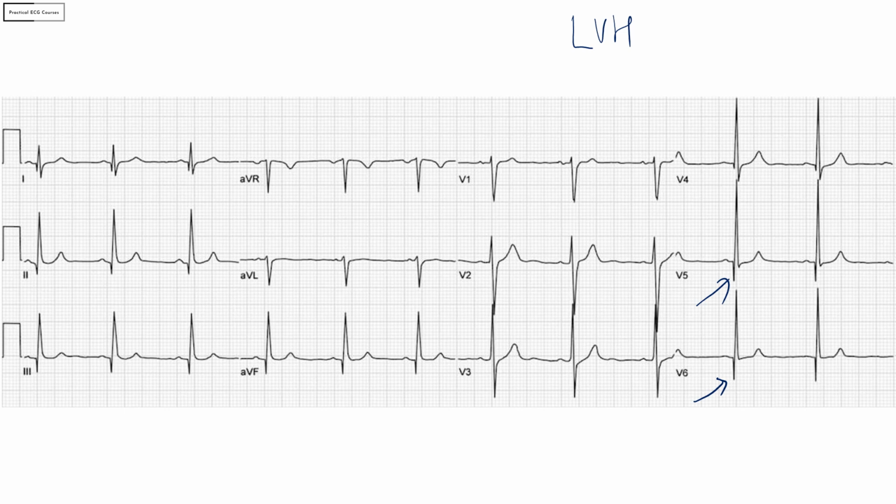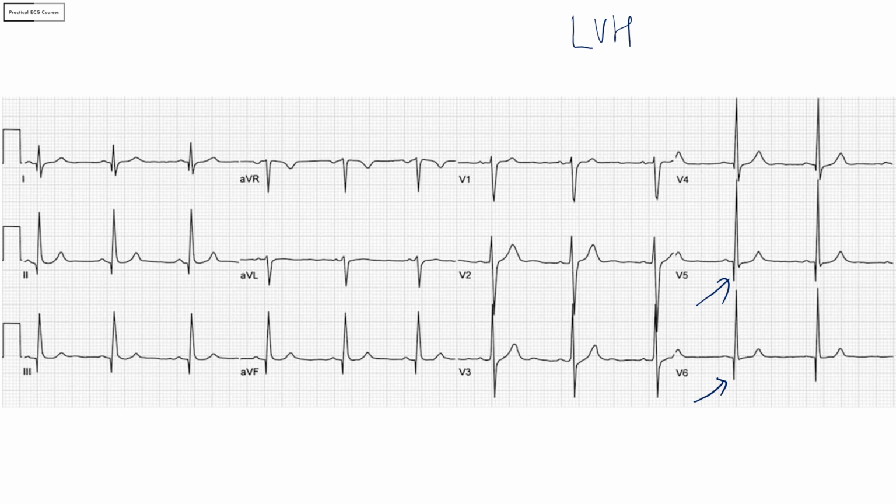So how can you explain the disproportionate size of the deep Q waves with that of the LVH? Now think about what deep Q waves represent. Going back to the concepts, when we say deep Q wave, what we mean is that the Q wave has increased in magnitude. And when the Q wave has increased in magnitude, what does that tell you? Q wave represents septal depolarization. So something has happened to the septum.